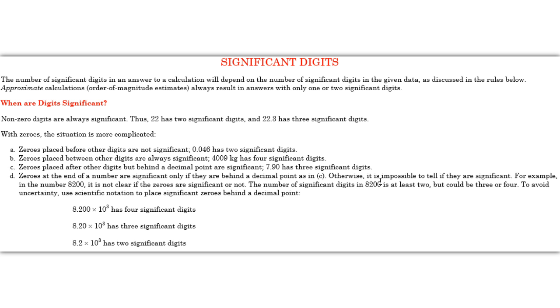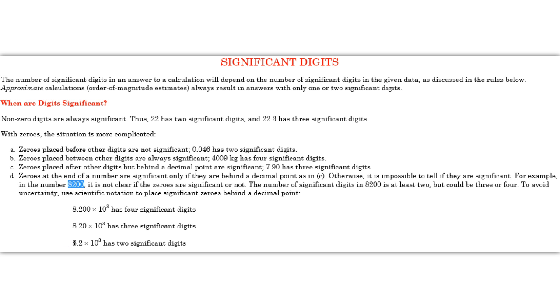Otherwise, it is impossible to tell if they are significant. For example, in the number 8200, it's not clear if the zeros are significant or not, because you don't see a decimal point. The number of significant digits is at least 2, but could be 3 or 4. Now, to avoid uncertainty, we'll use scientific notation. So instead of having to guess, if this came up in your answer, or it was part of a question, use scientific notation.